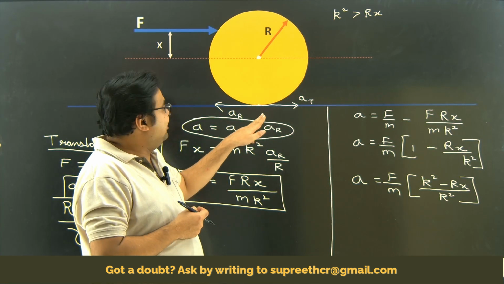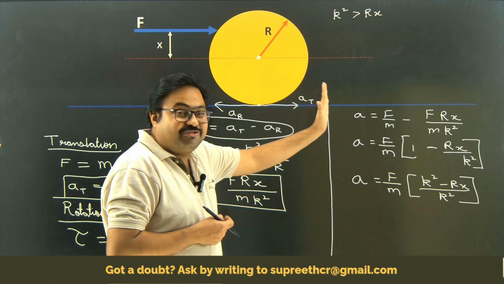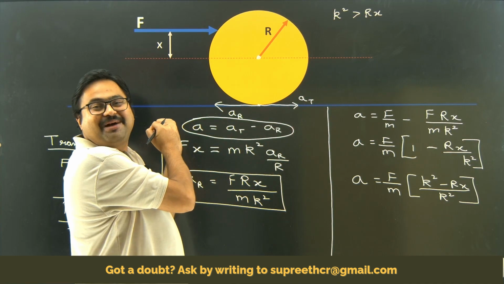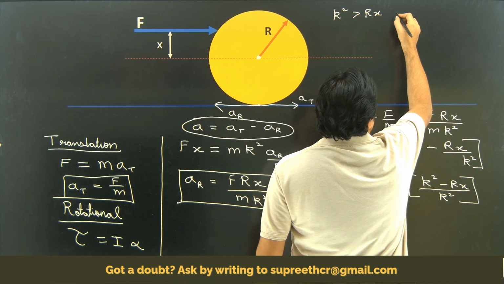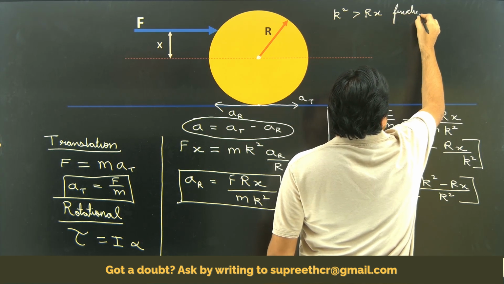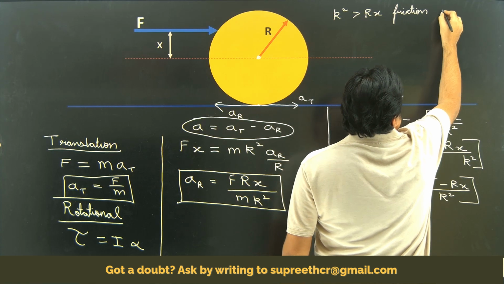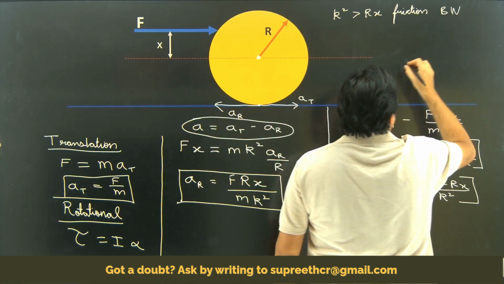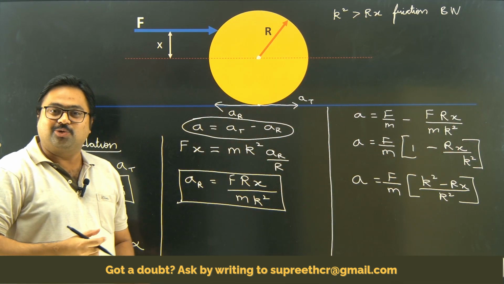The tendency of the point of contact is to move in the forward direction, so friction must act in the backward direction. So we would simply say the friction is in the backward direction, right? So that's something you can conclude.